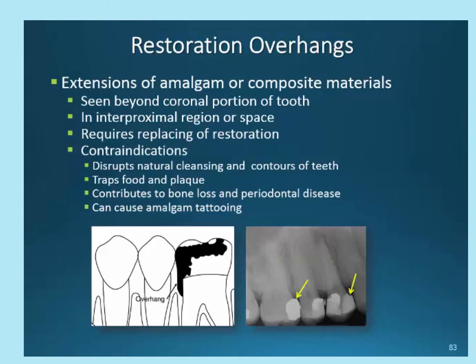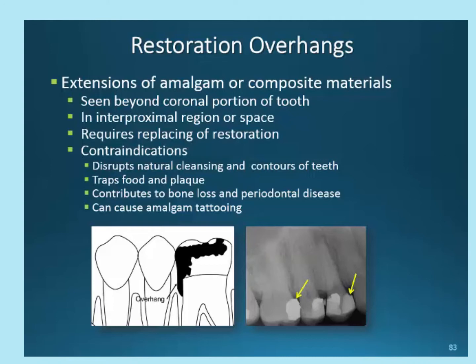Restoration overhangs are an extension of an amalgam or composite filling that actually goes beyond the natural coronal portion of the tooth. They typically fill up interproximal space, and in severe cases the restoration needs to be replaced. Sometimes hygienists can use their instrumentation and smooth off these overhang materials, but that may also cause a dislodging of the whole filling. So we need to be very careful in these situations.